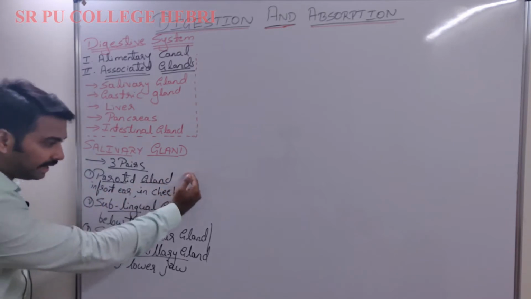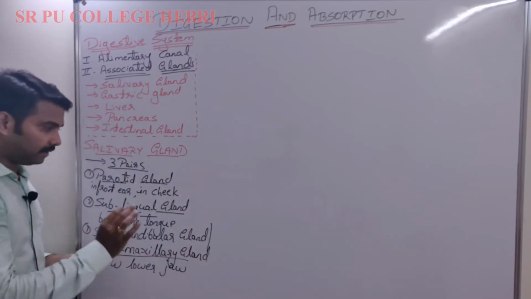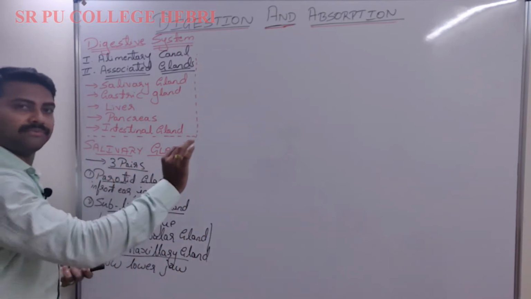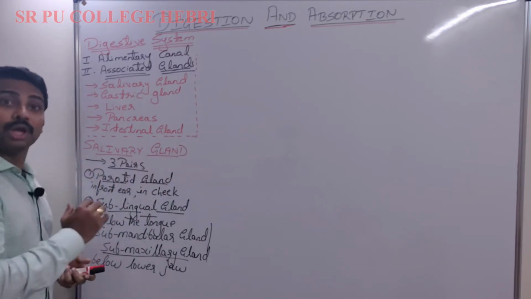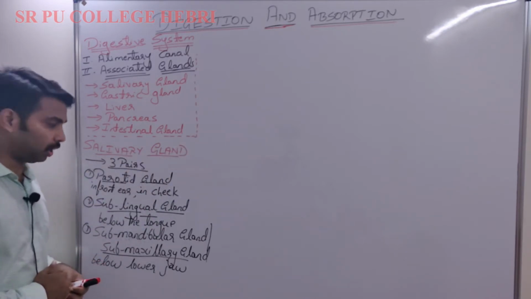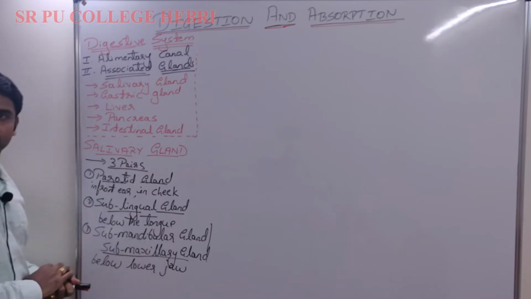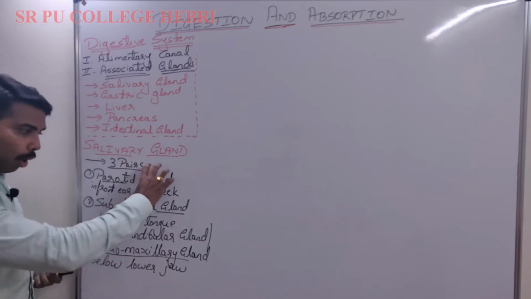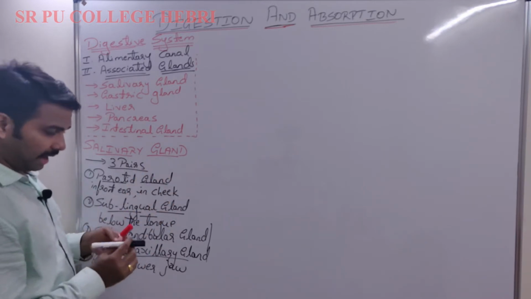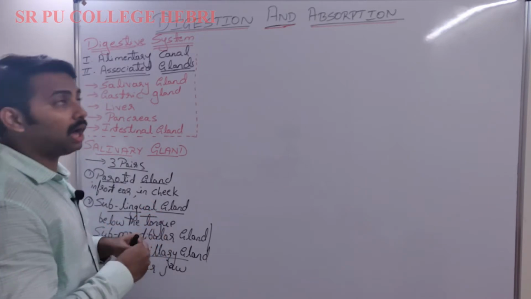Is that clear? It is a 3-mark question. They will ask you, mention the different types of salivary gland with their position or location. You have to write this. Very important question. All these three pairs of salivary gland together produce a fluid.